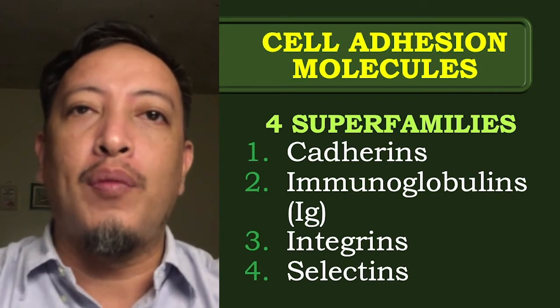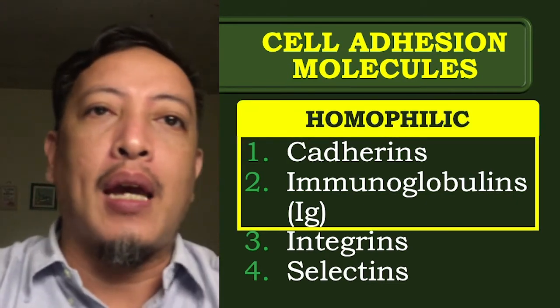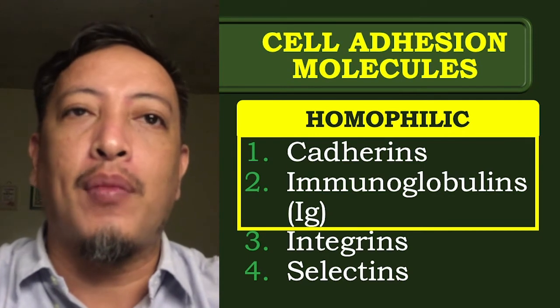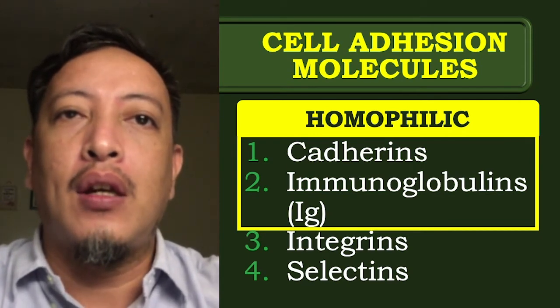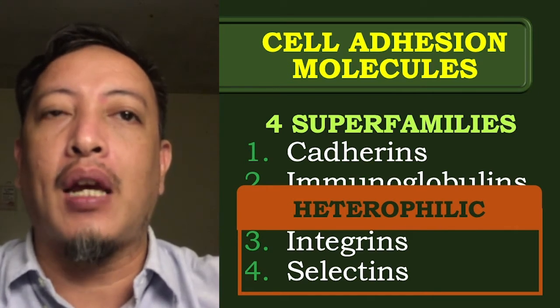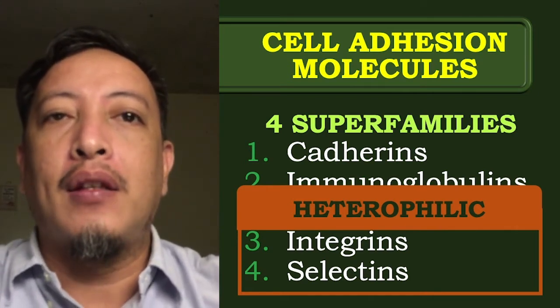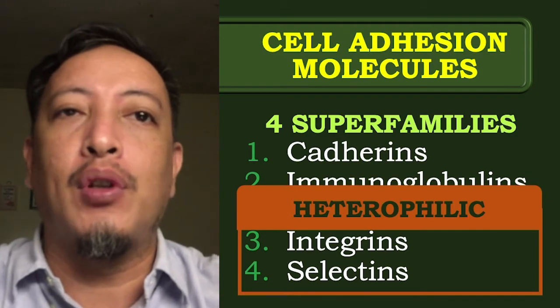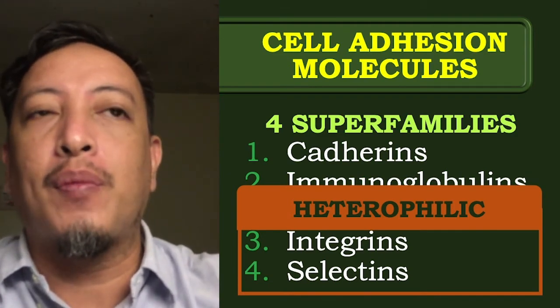Cadherins and immunoglobulins are homophilic CAMs as they directly bind to the same type of CAM in another cell, while integrins and selectins are heterophilic as they bind to different types of CAMs. Defects in cell adhesions are usually attributable to failure in the expression of CAMs.